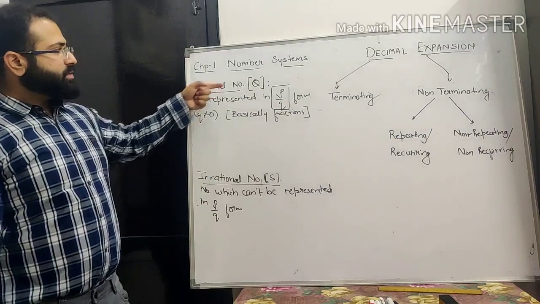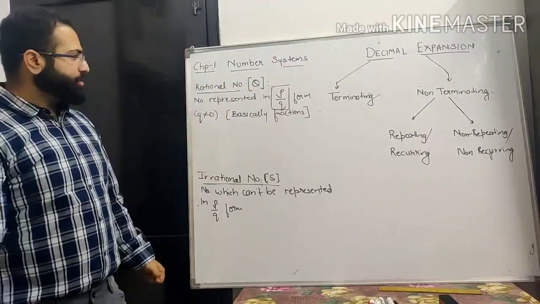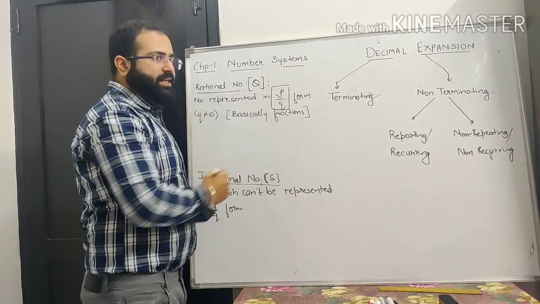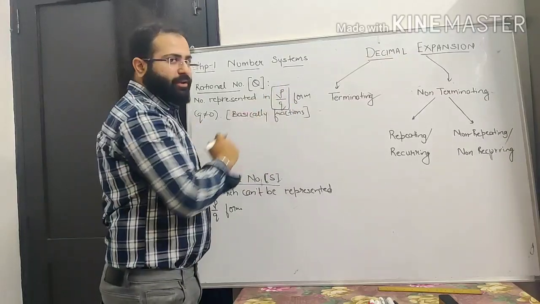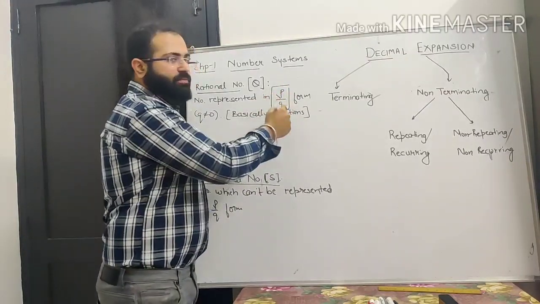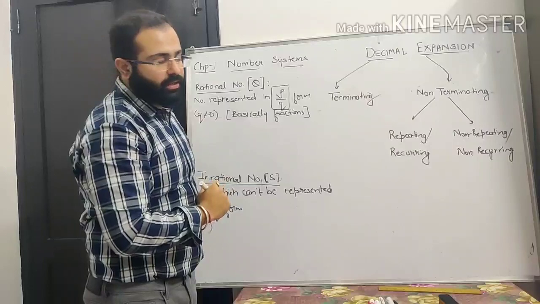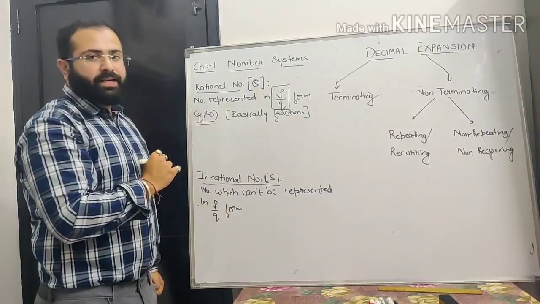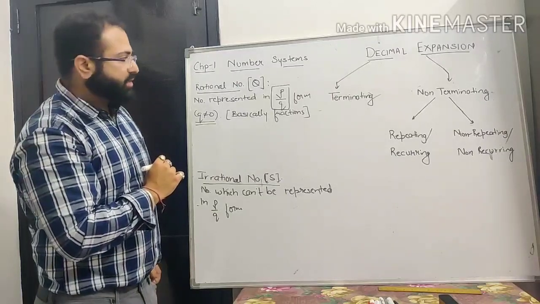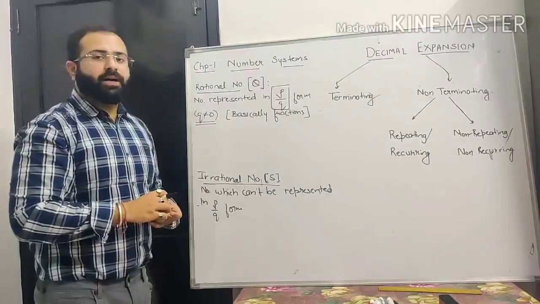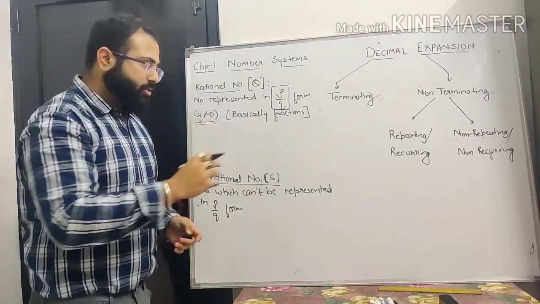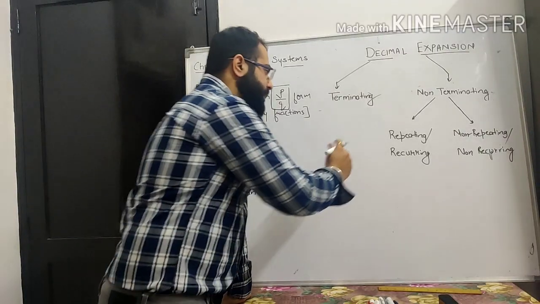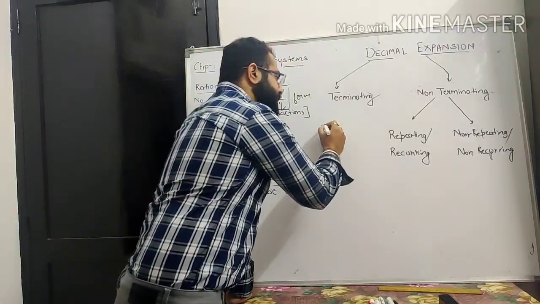The rational numbers are represented by Q, and when we are representing a rational number in P by Q form, P is the numerator and Q is the denominator. And now we have specified that the denominator cannot be equal to 0. The reason is because division by 0 is not possible. So we'll just try to remember this with some examples.